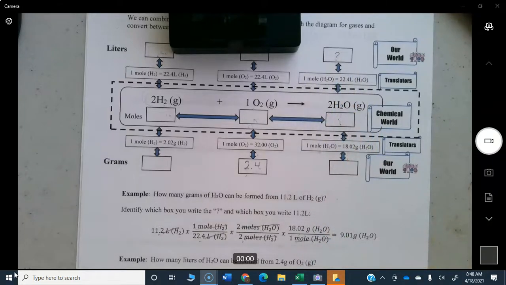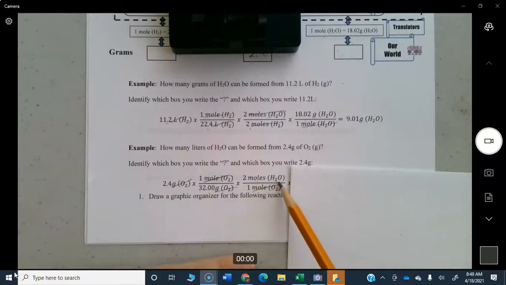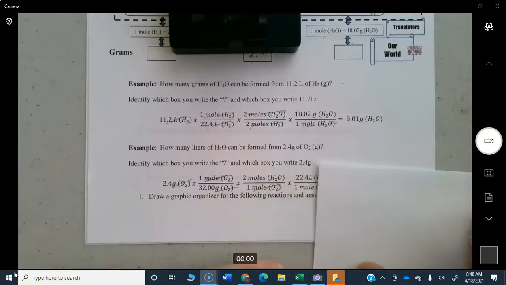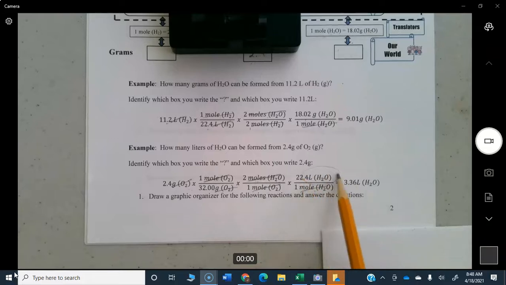Which one goes on top? Well, you have moles of H2O that has to cancel out, so that's going to go on the bottom, and the 22.4 liters H2O is going to go on the top. So cancel, cancel, and there you go. Your unit is set up so that your final unit is liters of H2O. Multiply everything on the top, divide by everything on the bottom, and you get 3.36 liters of H2O. All right. Okay, this actually should have been on the next page, so let's move on.